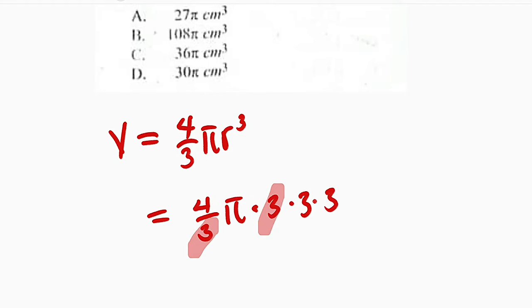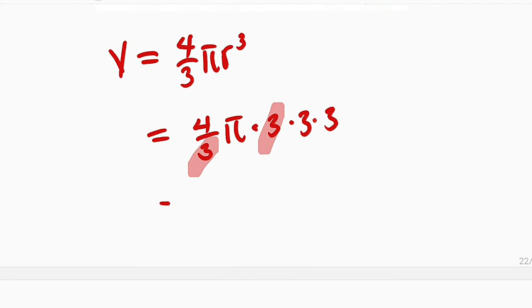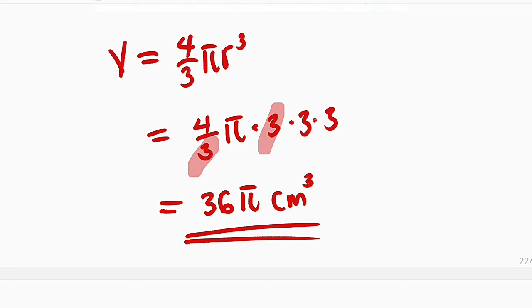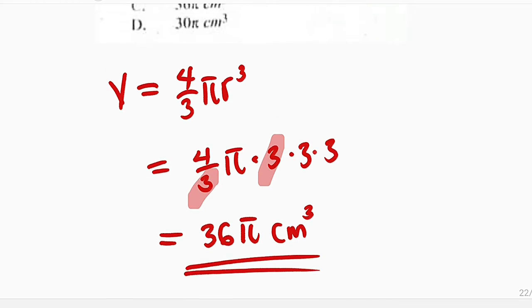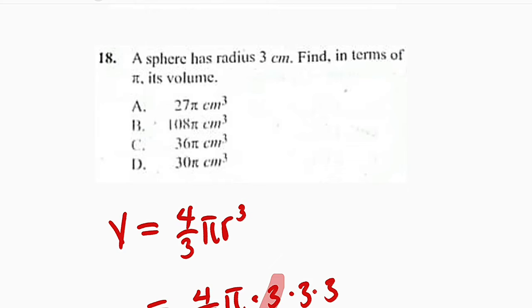12 times 3 is 36. So we have 36 pi. Remember the unit? cm cubed. And this is the volume in terms of pi, 36 pi. Do we have it here? Yes. Option C. Question number 19.